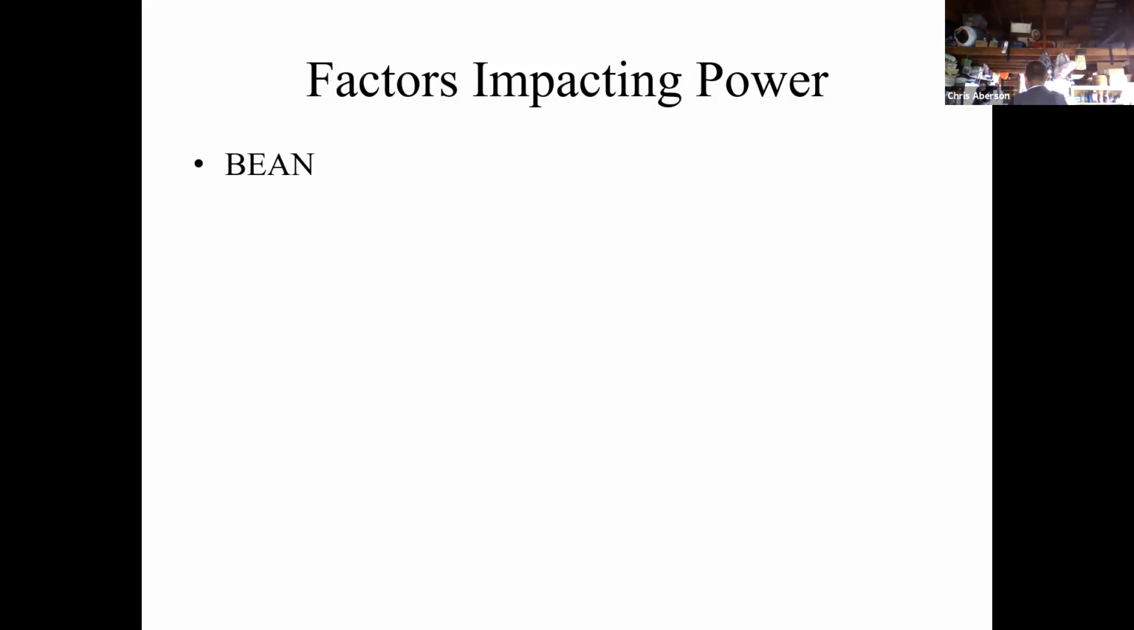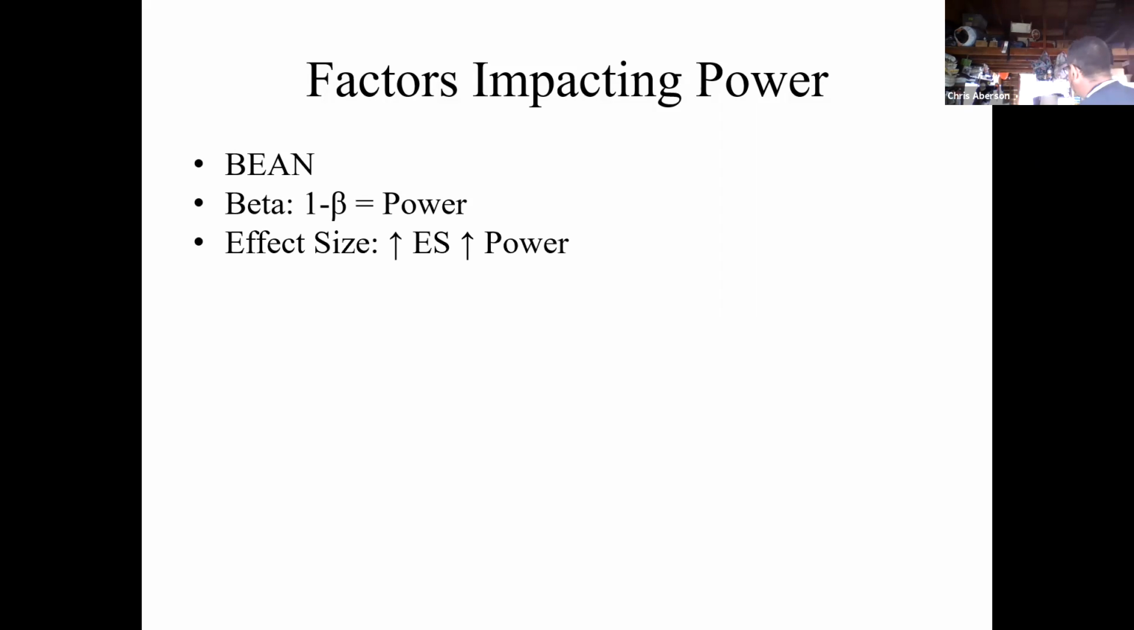There's a little acronym I learned in graduate school, BEAN. So if you're a vegetarian, you should be very interested in this. B is beta. 1 minus beta equals power. Well, we don't really need the B, but there's no acronym without it. E, effect size. That's getting into how large differences we have. How big are the differences that we're exploring? How much different is my sample result from the value in the null hypothesis? Effect size, bigger effects, more prominent effects, bigger differences mean more power.